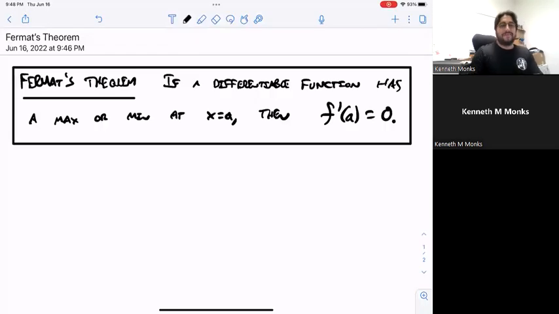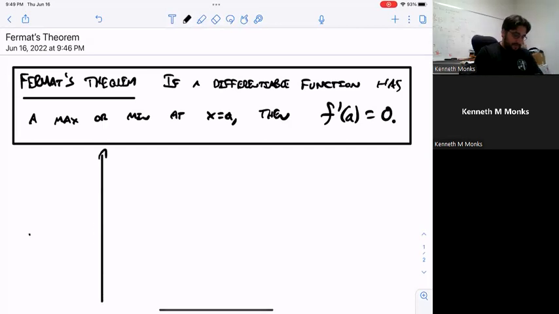Hello, today I want to talk briefly about Fermat's theorem. Fermat's theorem just says that if a differentiable function has a max or a min at a point, then its derivative must be zero, if your function is differentiable. Right? So the picture that goes with this, I think, makes the theorem somewhat intuitive.